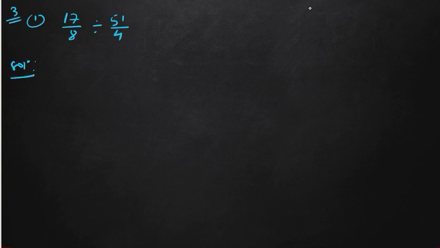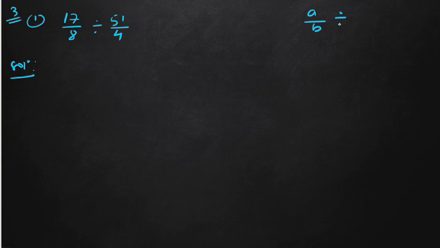Next, question number 3. The question is to find the quotient. Number 1 is 17 by 8 divided by 51 by 4. So how do we find the quotient? It is the same as division. We have already discussed division.